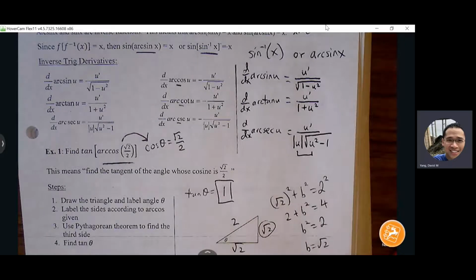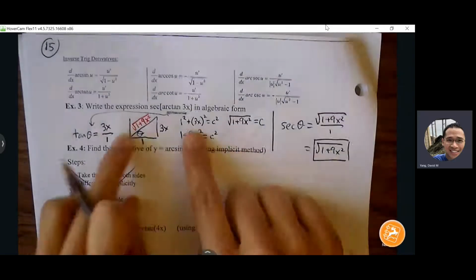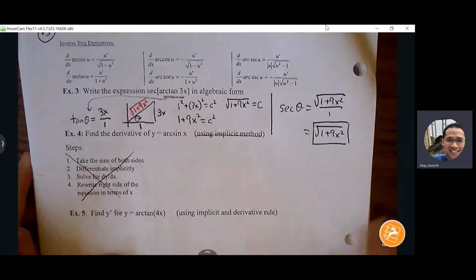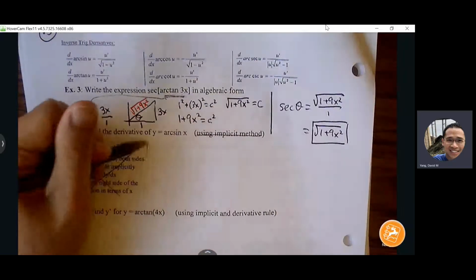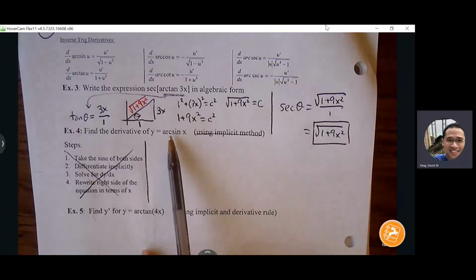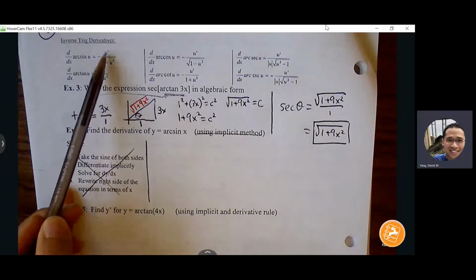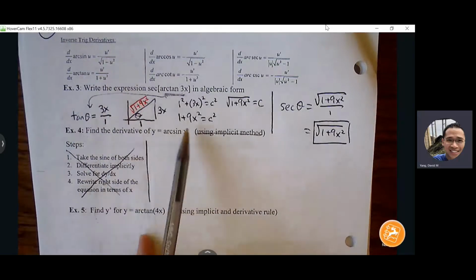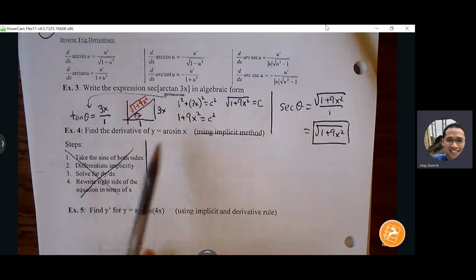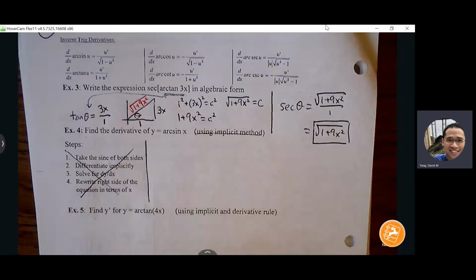All right, but for now, the rules are available for us to use. Let's go to the back page and let's talk about example 4, relying on the rule. I put the rules above so we can have easy access to them. Okay, number 4 says find the derivative of arcsine of x. We have the rule here. Arcsine of u is u prime over square root of 1 minus u squared. What's the u value that applies for this problem? Just x. Okay, so here's my derivative.